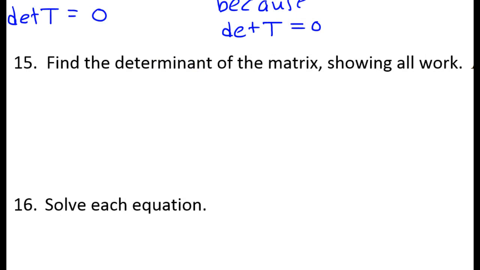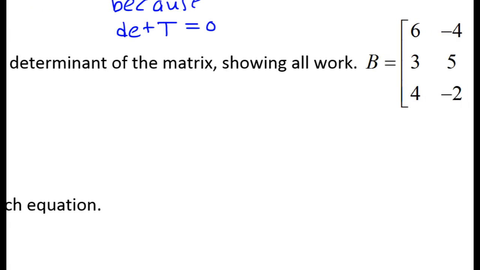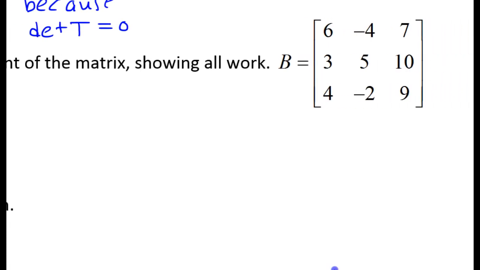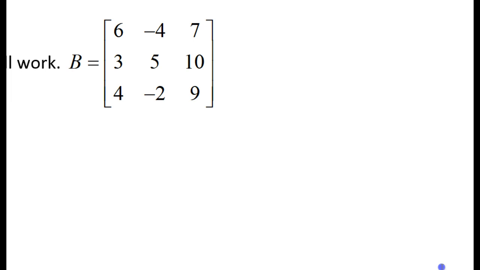Alright, for number 15, we have to find the determinant of a matrix, but the matrix is a 3 by 3 matrix. Okay, so how do I find the determinant of a 3 by 3 matrix? So we need to find the determinant of matrix B. So we can't just do down diagonal minus up diagonal like I normally would. So the first step is you have to pick a row.